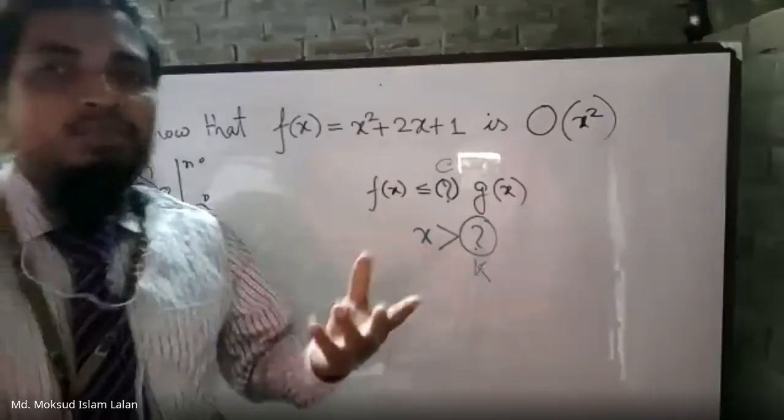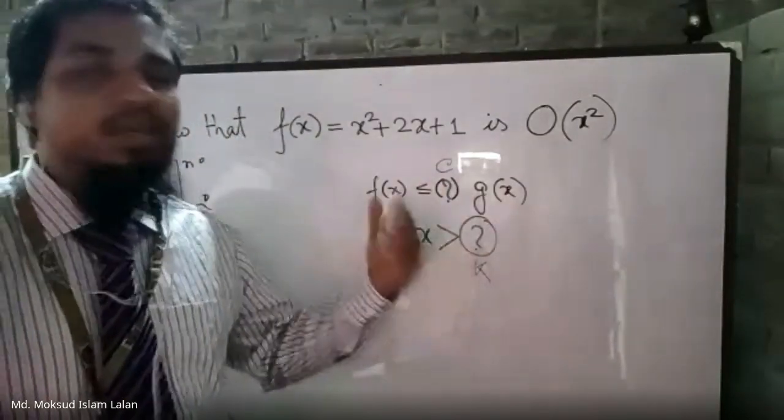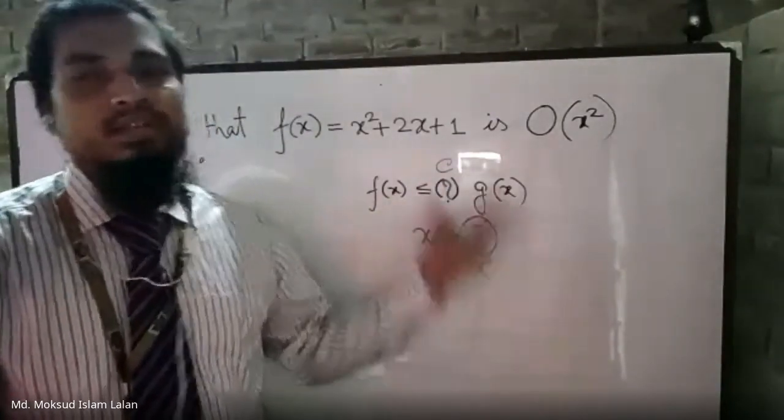And if you are unable to find this C and K by maintaining this relation, you cannot establish that this is a big O. Do you understand?